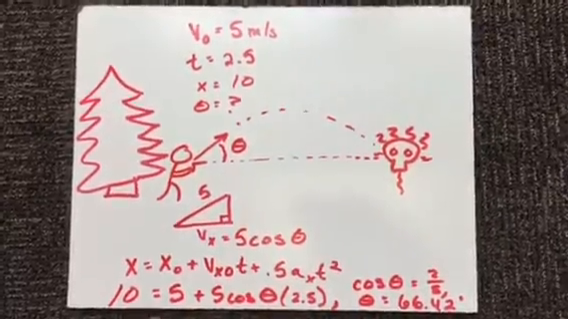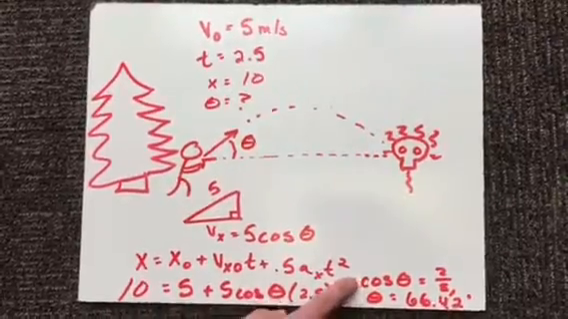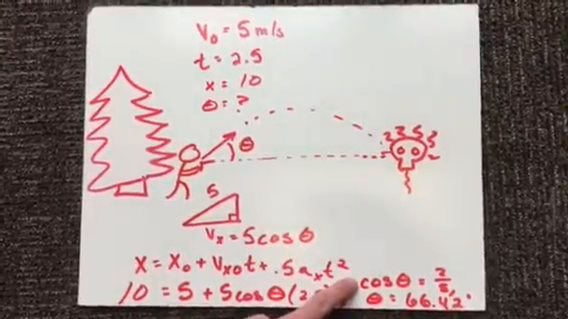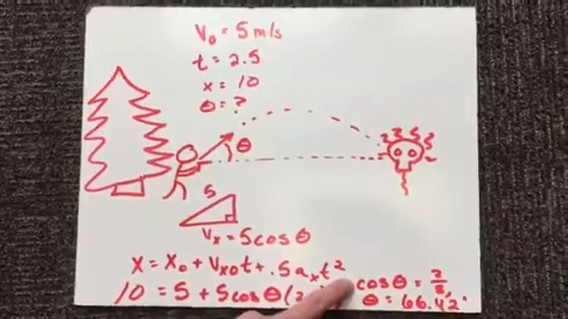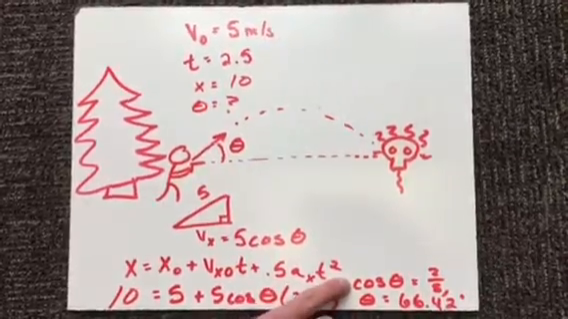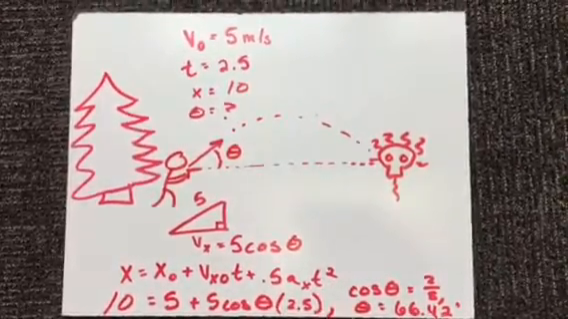After you solve this a little further, you get cosine theta equals 2/5, and then you take the inverse cosine to get theta equals 66.242 degrees.